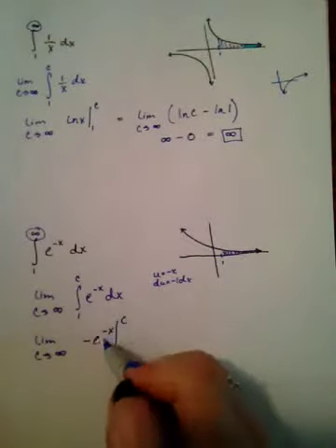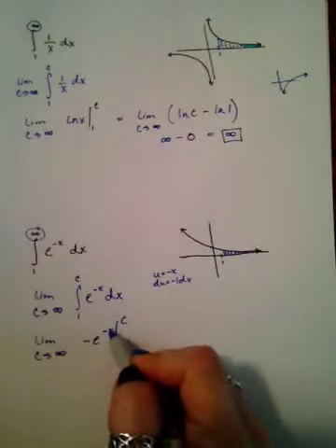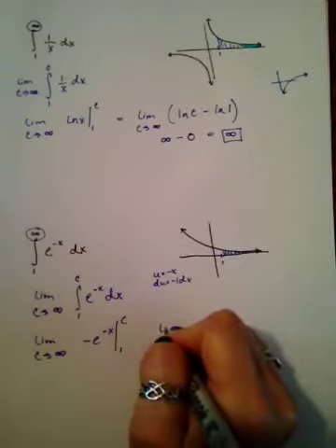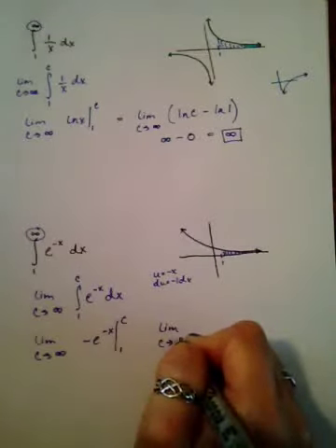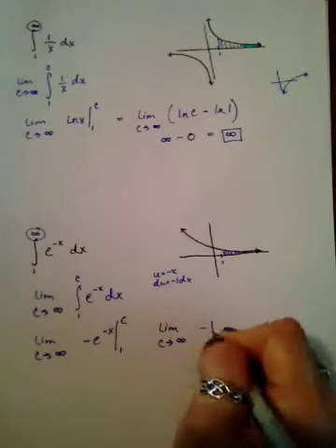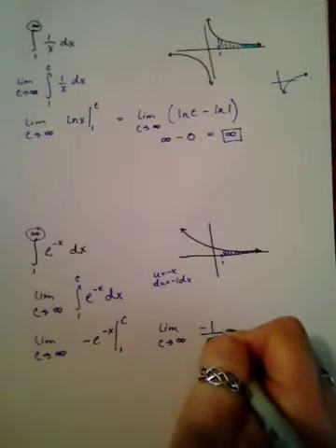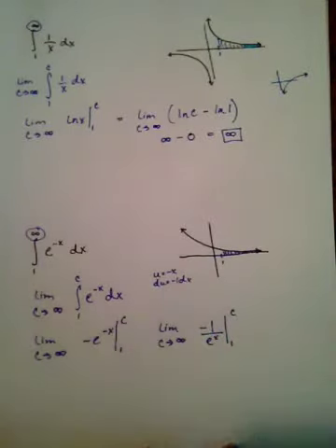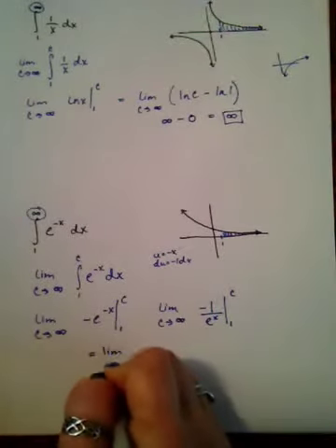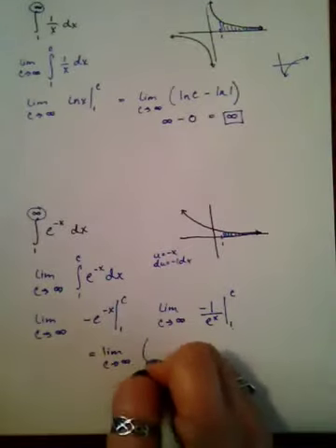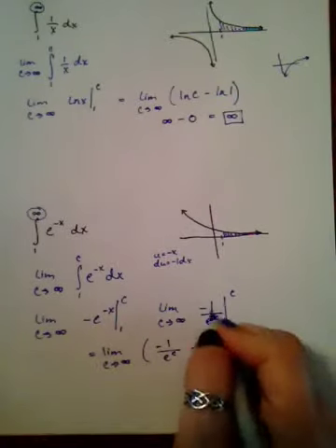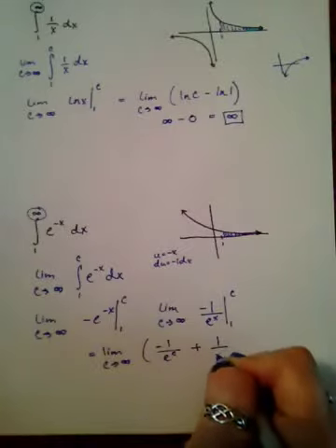Now this negative x, the negative exponent, actually just moves this to the denominator. So what this is actually equivalent to is the limit as c approaches infinity, and I'm going to rewrite this as a negative 1 over e to the x from 1 to c. Now when I actually put my limits of integration in, this becomes the limit as c approaches infinity of negative 1 over e to the c minus a negative 1, so plus 1 over e to the first.